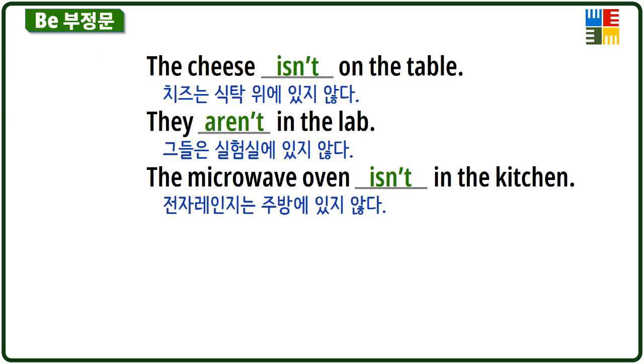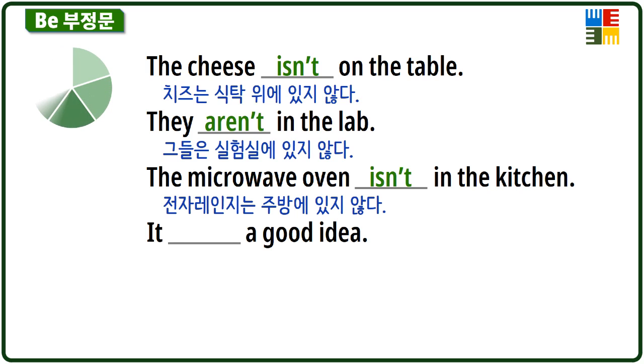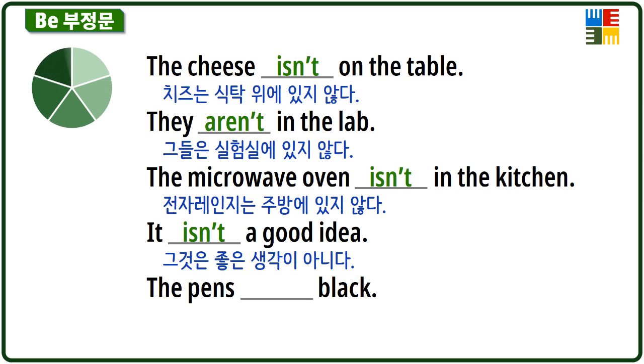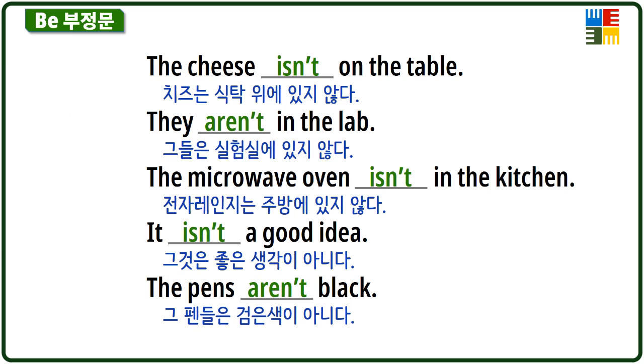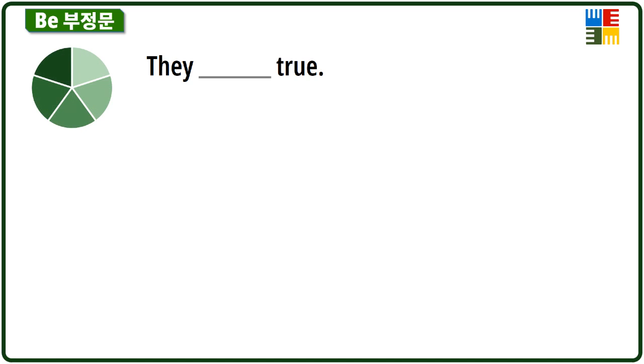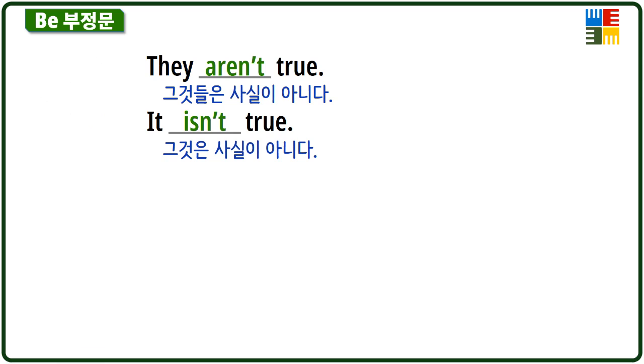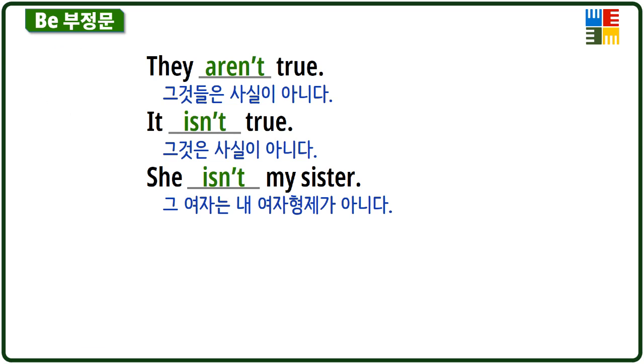The microwave oven isn't in the kitchen. It isn't a good idea. It's not a good idea. The pants aren't black. They aren't true. They're not true. It isn't true. It's not true. She isn't my sister. She's not my sister.